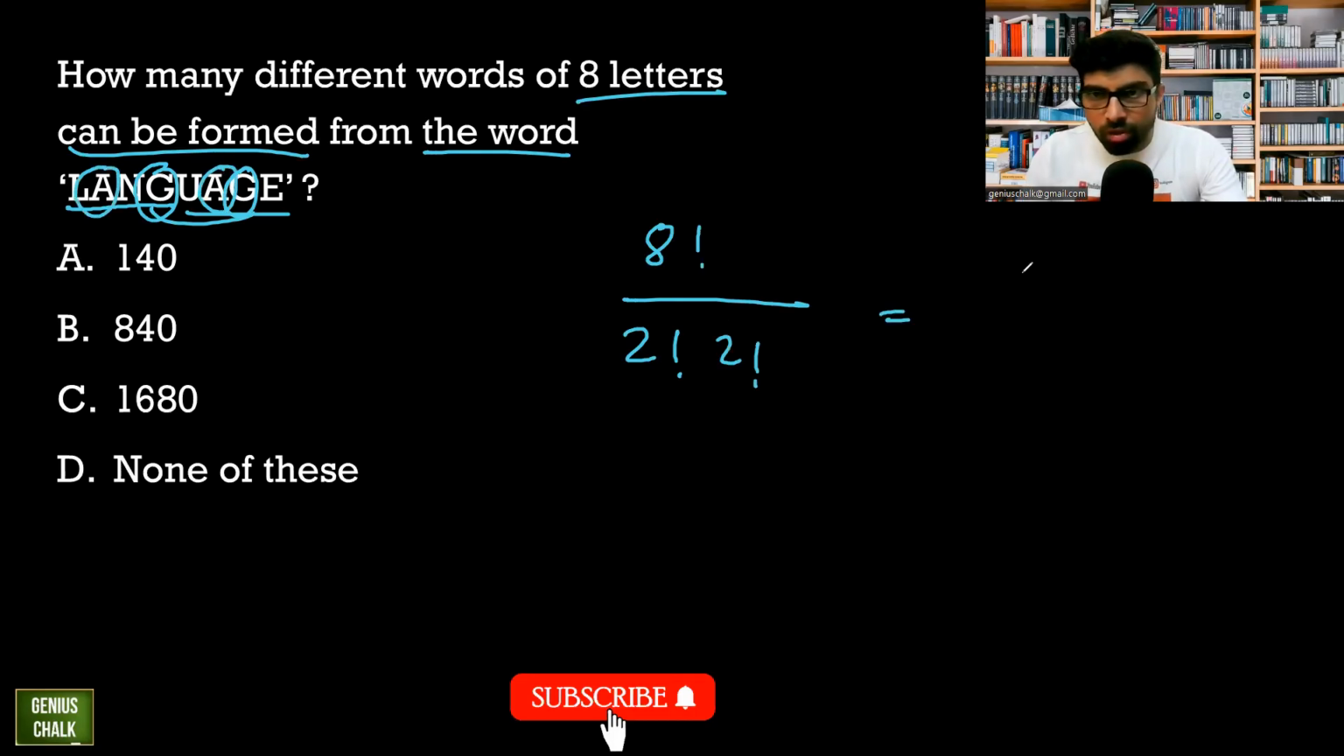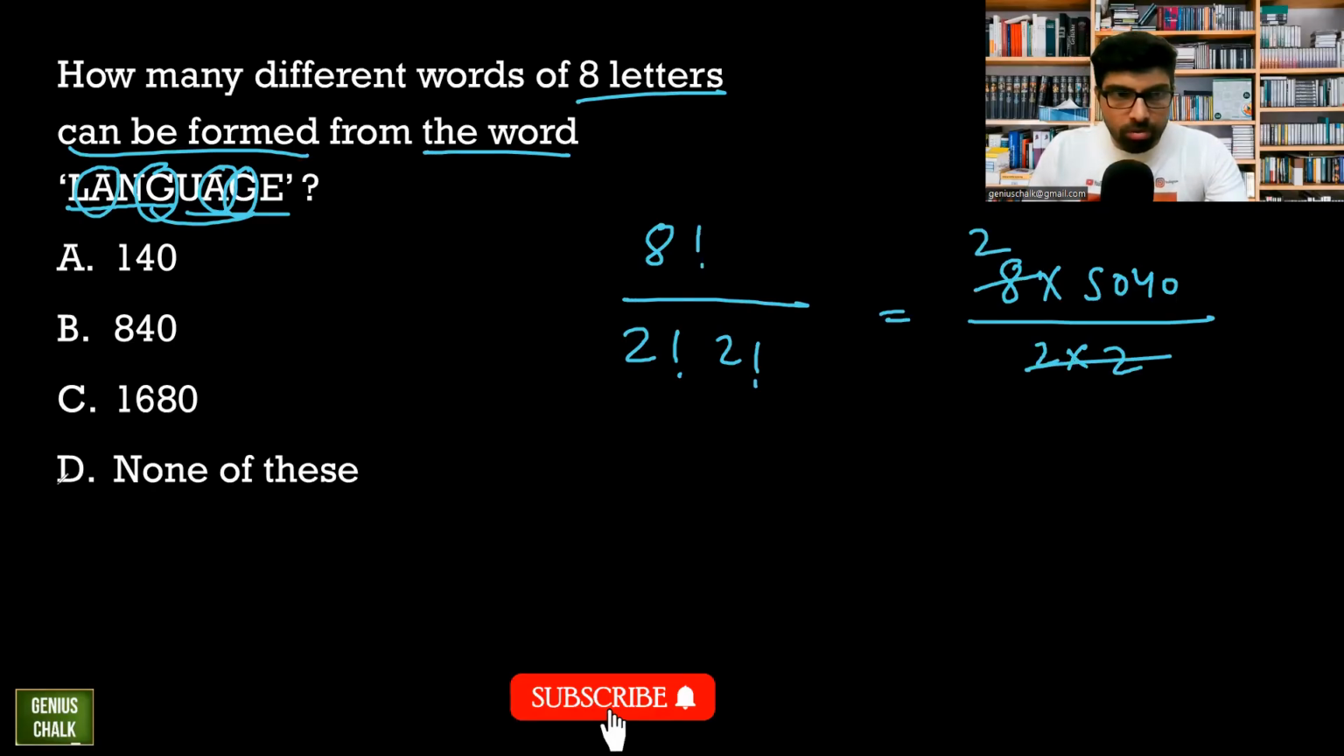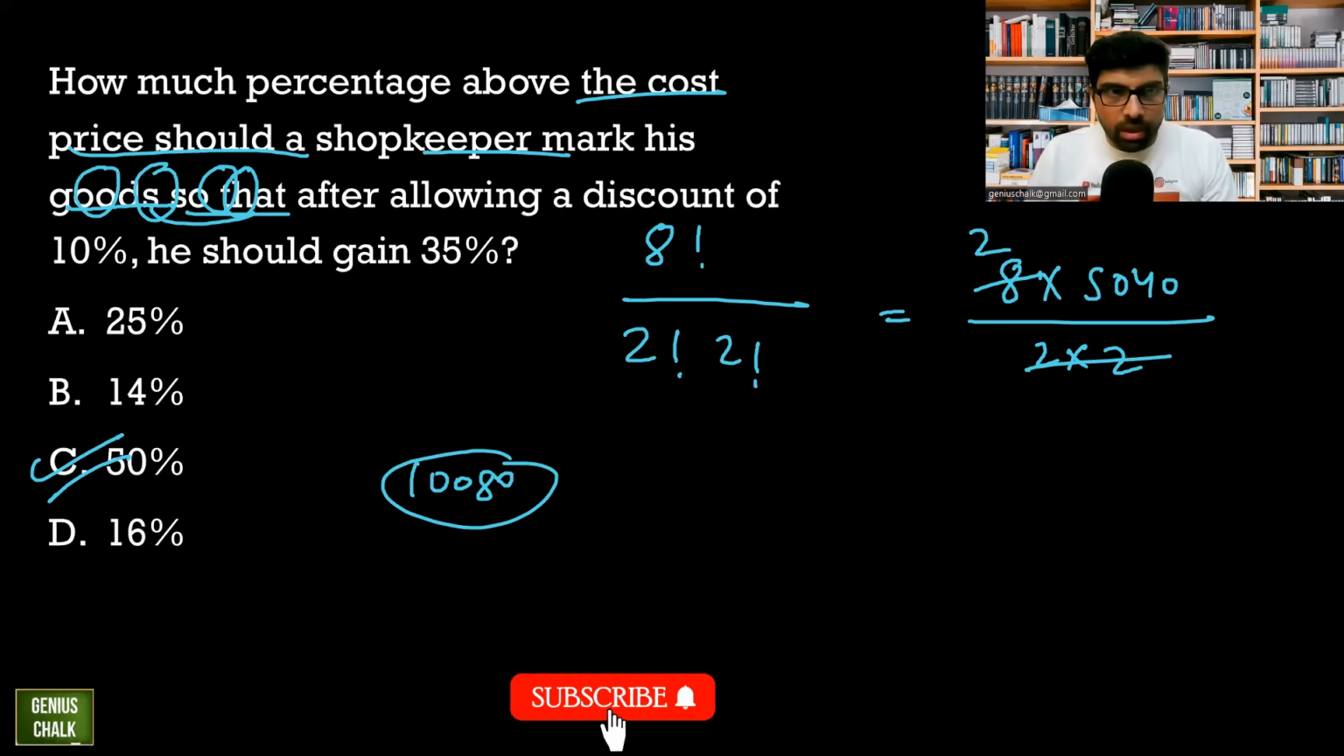So let's solve it. 8 into 5040 divided by 2 factorial, which is 2, and 2 factorial, which is 2. So 4 2s are 8. So it should be 10080. That is my answer to this question. I hope this is clear. Next one.